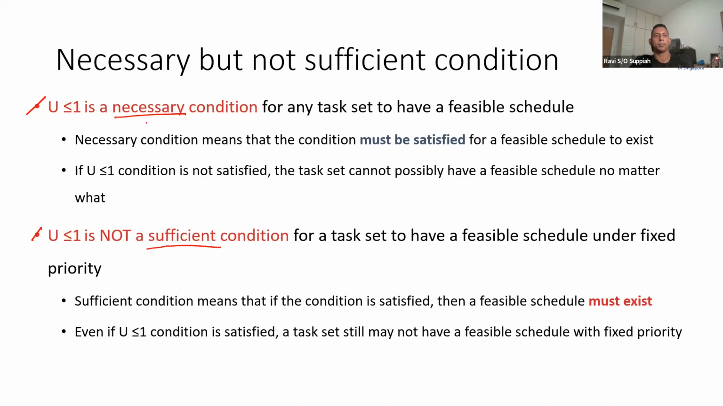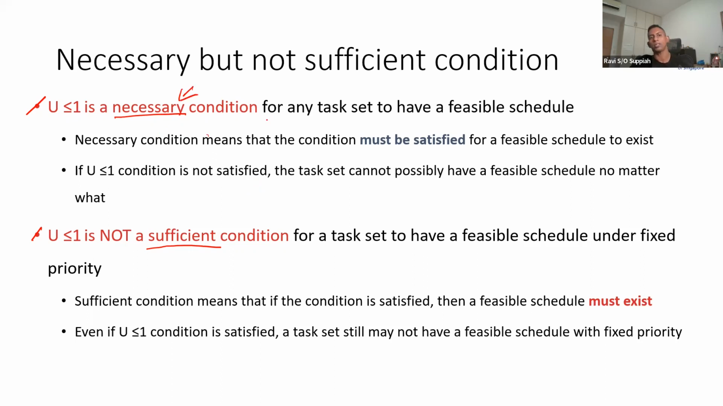Why is it necessary? Because this 1 represents 100% of the CPU time. Correct. So if I'm using up to 100%, then it makes sense that it is possible that I'm able to do what I want to do. But the moment the utilization is greater than 1, that means you don't have enough processing power already to do all that you want to do. So this is necessary. As a bare minimum, this is necessary.